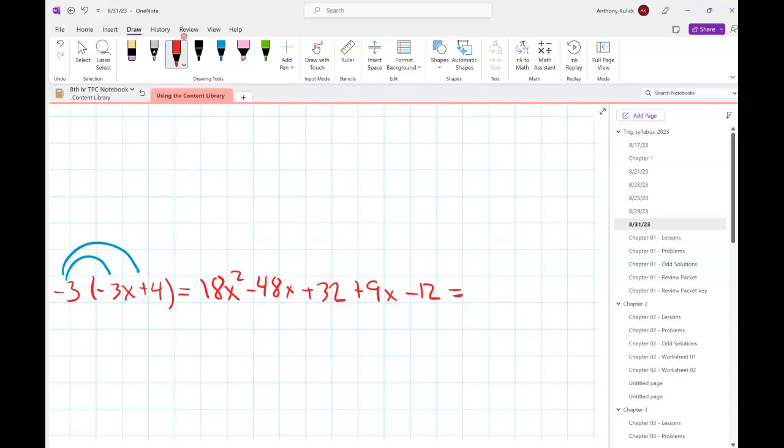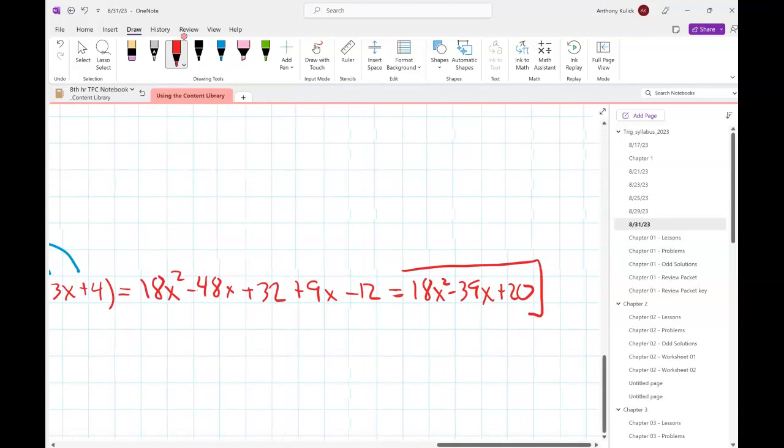All right. At this point, I can combine like terms, right? Negative 48x and positive 9x are like terms. Those combine to give me negative 39x. Positive 32 and negative 12 are like terms. Those combine to give me 20. And that can be my final answer.